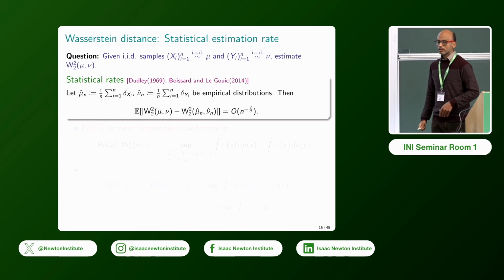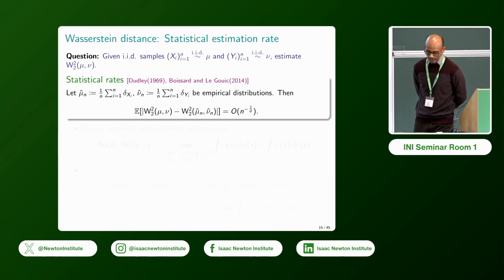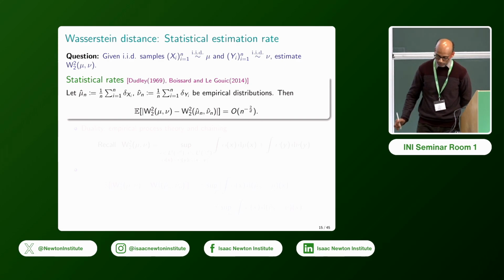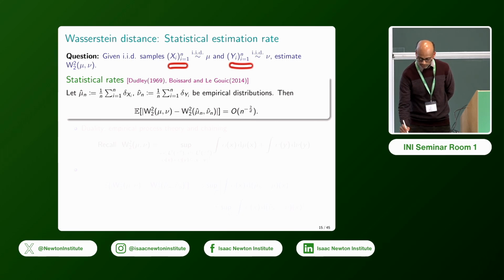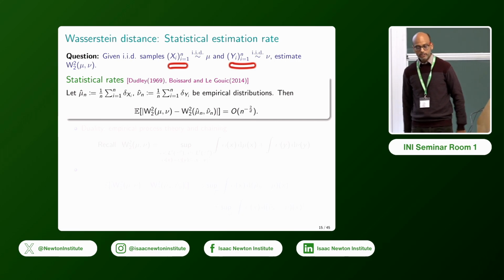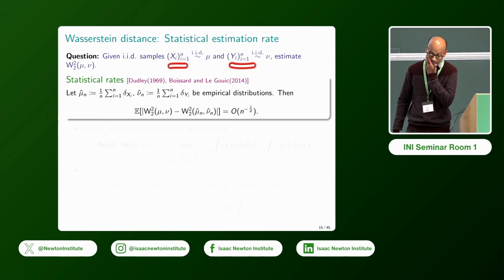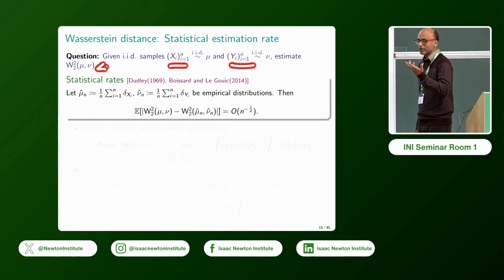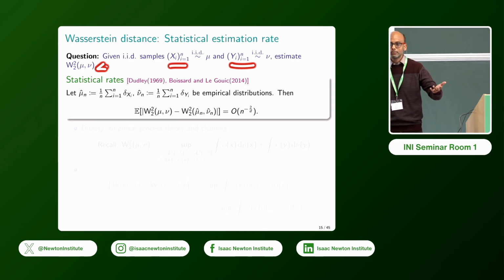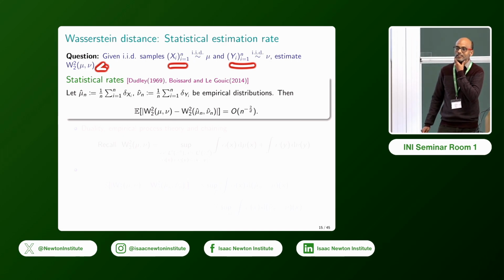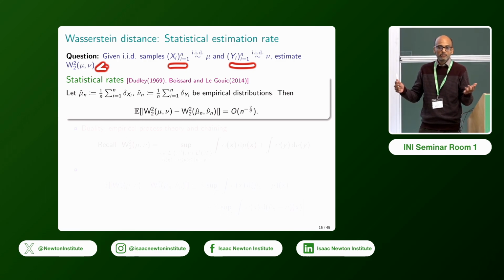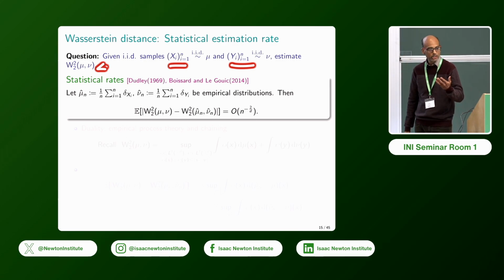Okay, so the first question is the question of estimating the Wasserstein distance. Suppose I give you IID samples from mu and IID samples from nu. The goal is, what is the rate of estimating the Wasserstein distance? One may ask, why is this question important? Of course, this question is important because we have already seen the problem of testing whether these two samples are coming from the same distribution or not, right? So the two sample problem.